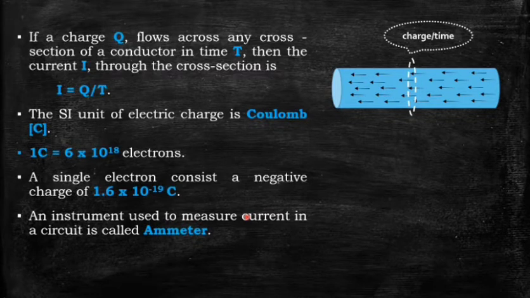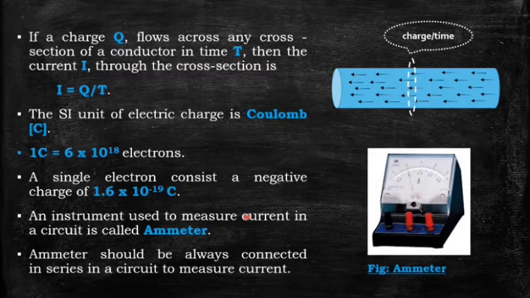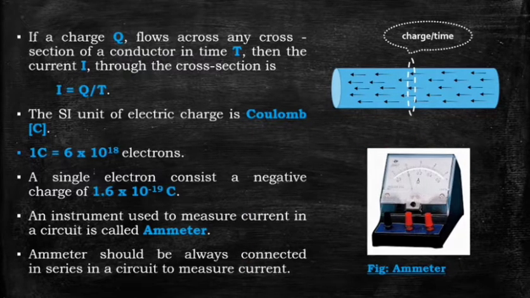So we can measure the current using the instrument called an ammeter. How we should measure is, the ammeter should always be connected in series in a circuit to measure the current. The ammeter looks like this. I said the ammeter must be connected in series in a circuit. I'll show you. Many people do this wrong. They don't measure the current in the right way. So I'll show you.